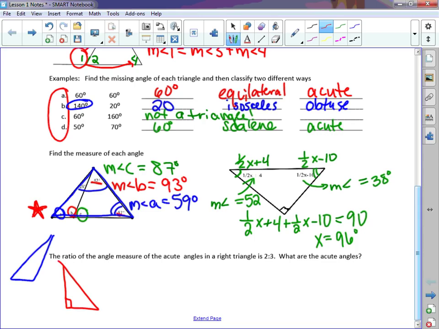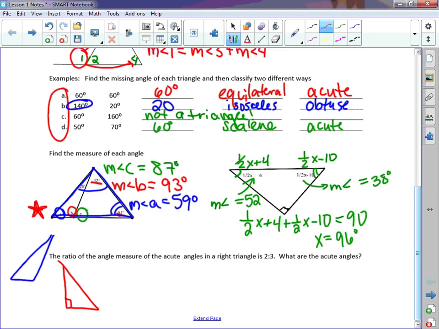But they tell us that the ratio of the angle measure of the acute angles is 2 to 3. These are my acute angles. So if I were to take those measures and simplify it down in a ratio, it would simplify down to 2 to 3. That doesn't necessarily mean that it's 2 degrees and 3 degrees. In fact, it cannot be 2 degrees and 3 degrees, because then it wouldn't add up to be 180. But we've got to find what ratio would simplify down to that.